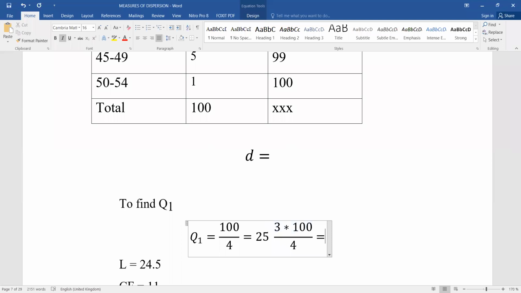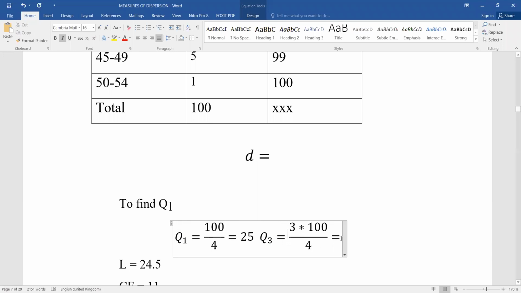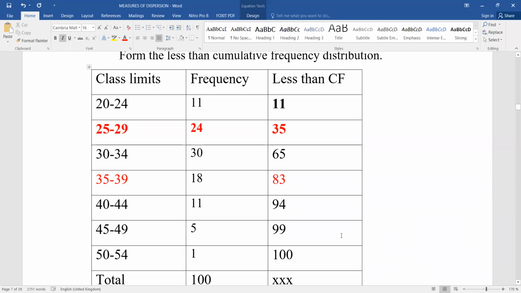So we shall have 3 over 4, 3 times 100, where 100 is n. What is the position of Q3? Position of Q3 is 75. So I can put here that Q3, and the position of Q3 is 75. So we go back and look for where 75 falls.